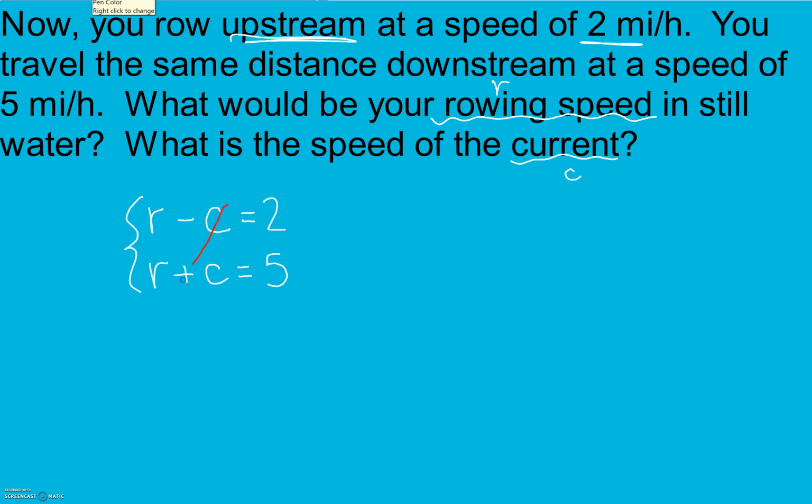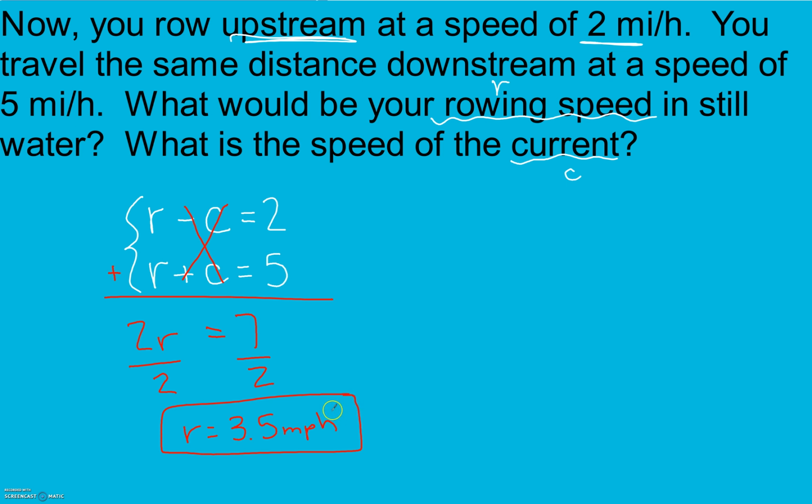Now, since we already have opposites, we can go ahead and add these up. R plus R is 2R. Negative C plus C is 0. And 2 plus 5 is 7. We divide by 2 to get R by itself. And I get 3.5 miles per hour. So you're rowing at 3.5 miles an hour. If you are doing the same amount of rows with the same amount of force, whether you're going upstream or downstream, that's 3.5 miles per hour.